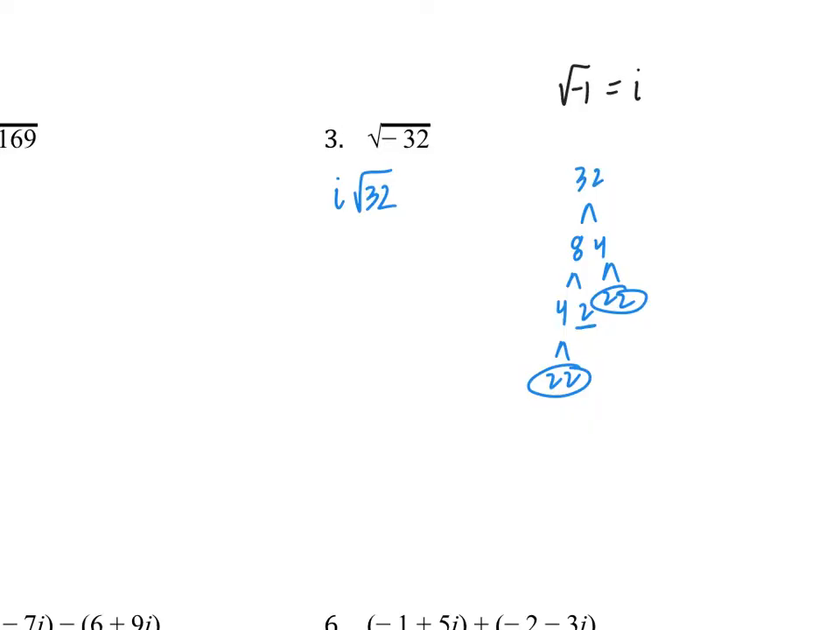The pairs are going to go on the outside, so I've got 2 times 2 times i, and then inside we've got that leftover 2. If there were multiple things left over on the inside, I would multiply those together. So I have 4i square root of 2. Okay, so that would be completely simplified.